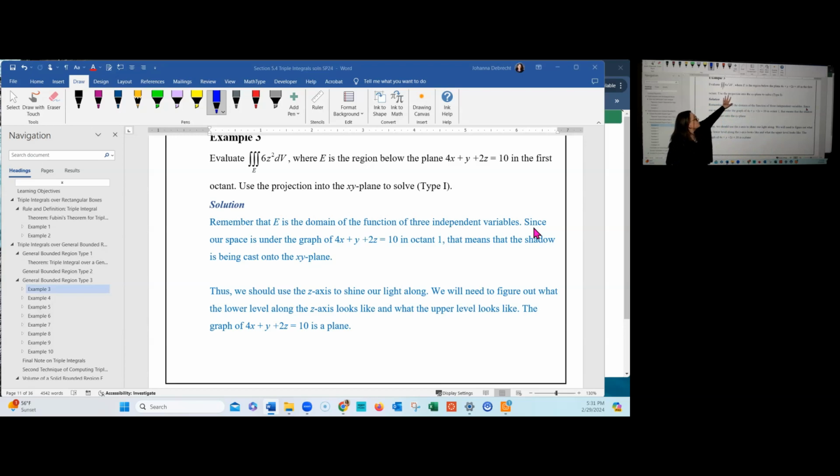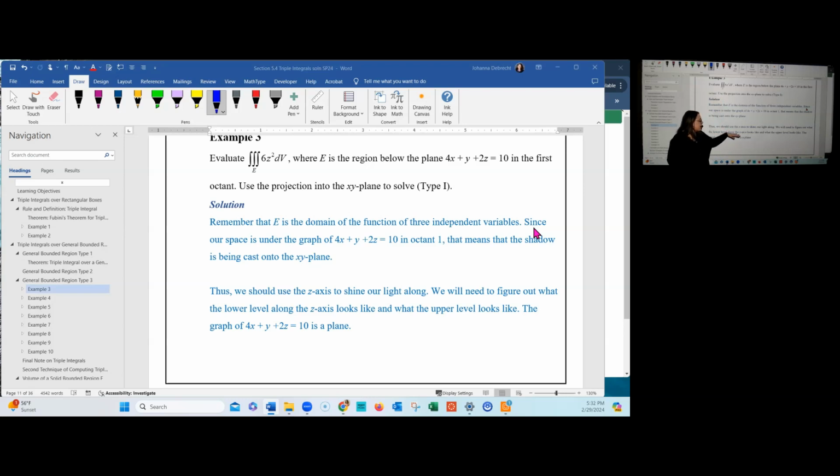We want to use the projection into the xy plane to solve. That makes this a type 1. If the shadow is cast into the xy plane, then that makes this a type 1. When we're looking at this, remember that E is the domain of the 3 independent variables. Since our space is under this, it makes sense that it's casting the shadow into the xy plane. That means the z-axis is the one we're shining our light along.